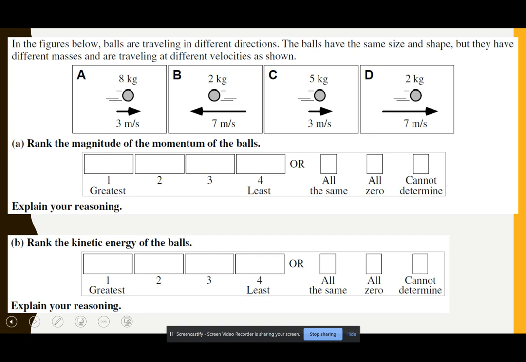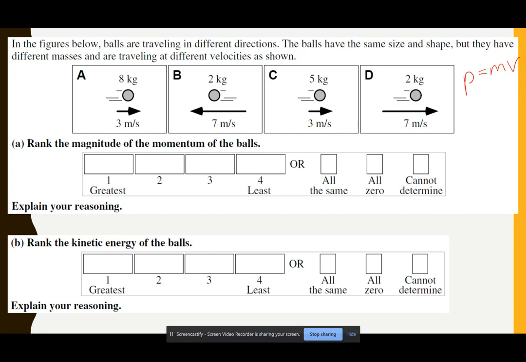So in the figure below, balls are traveling in different directions. Balls have the same size and shape, but they are different masses and are traveling at different velocities as shown. Rank the magnitude of the momentum. So first thing, let's do the equation for momentum. Momentum is mass times velocity.